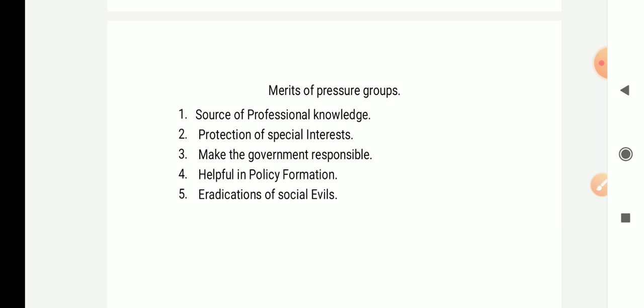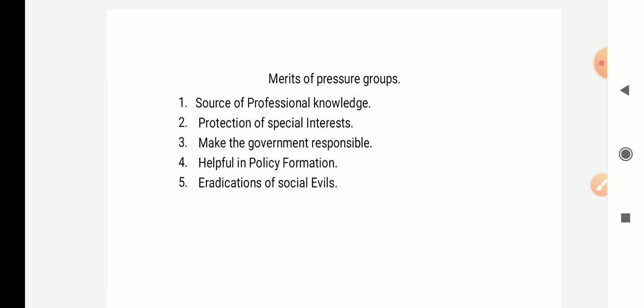Merits of pressure groups. These pressure groups have certain merits also. Source of professional knowledge. Means people of different professions have knowledge about their own professions, and they provide it to the government and the people. From that knowledge, the government comes to know how to frame rules for them.